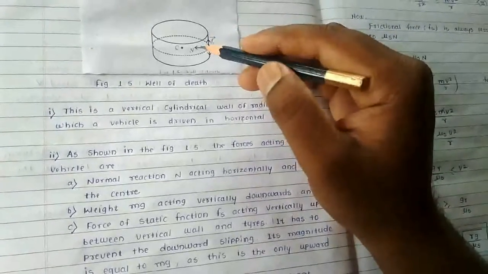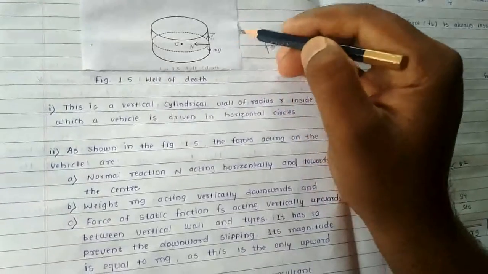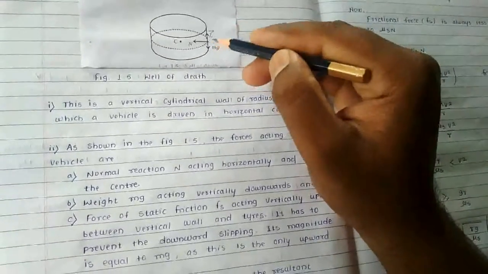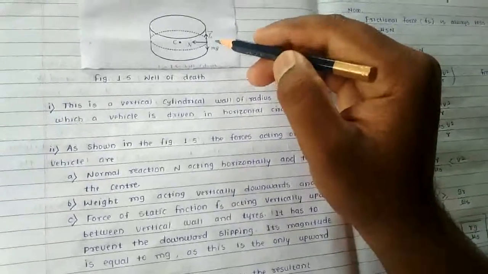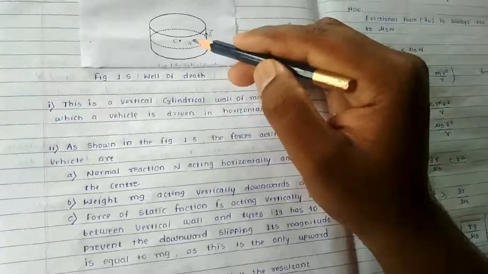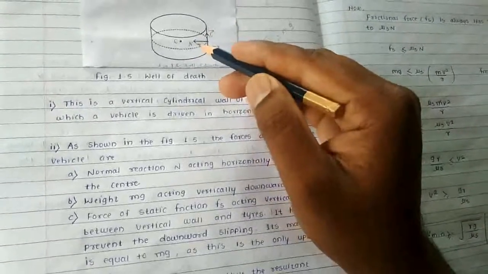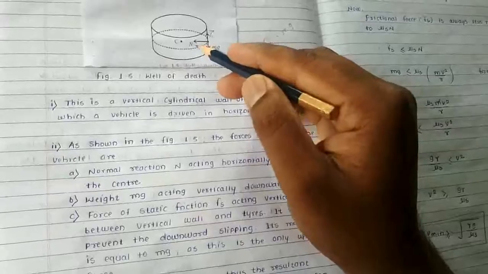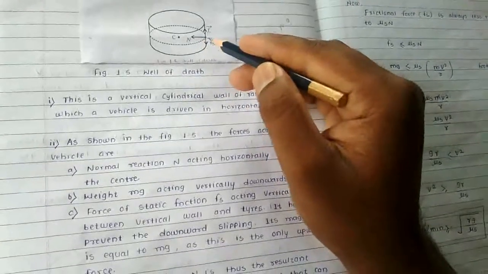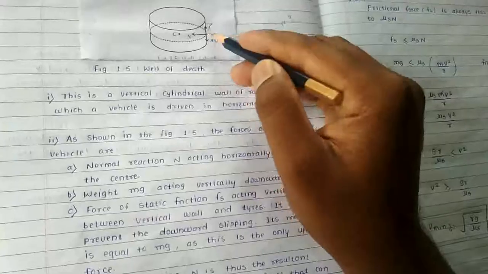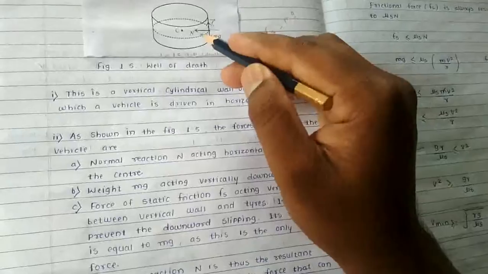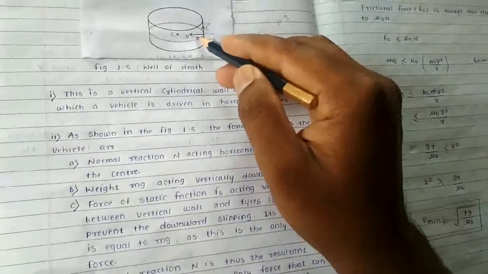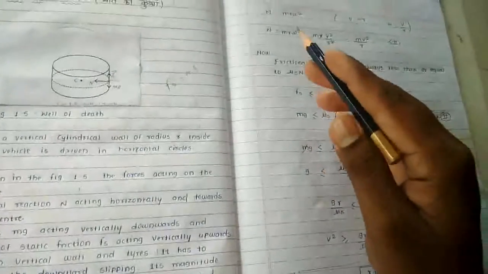If the force is created on the outside, it is a centrifugal force, and inside there is a normal reaction force. It means that the centrifugal force is balanced by the normal reaction force. Here this one is the centrifugal force, and it is balanced by this normal reaction force. Means normal reaction force N is equal to m r omega square.